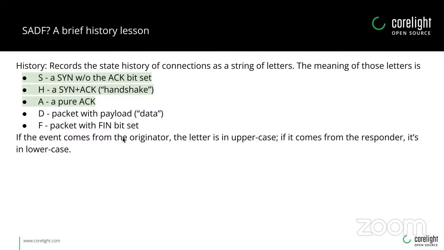So in Zeek, we have our conn.log for all connections. And one of the very interesting fields is the history field. And the history field is kind of a compressed view of all the different types of packets that Zeek saw. And the kind of ones we're going to be focusing on are S, H, A, D, and F.